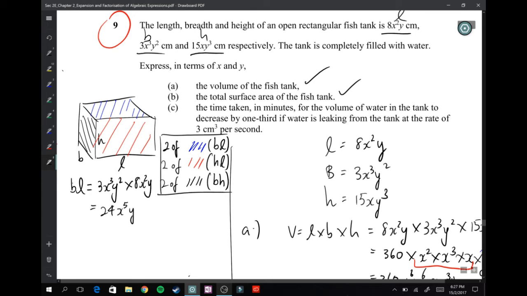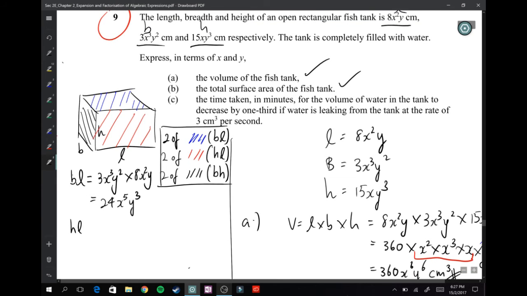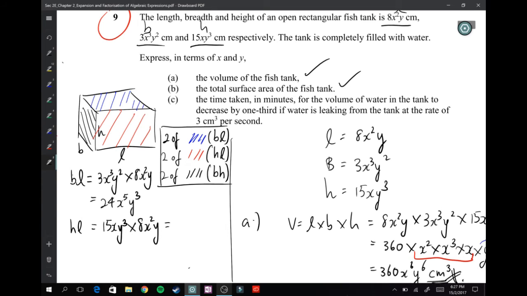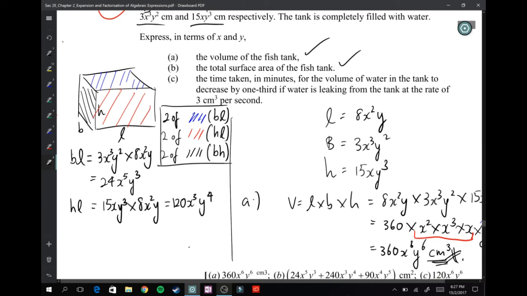24x^5 y cubed. HL will be 15xy cubed times 8x squared y, and that will give us 30 times 4, 120 x cubed y^4. But remember you need to multiply them by 2. So I'm going to add a 2 here, and therefore this number will change to 48. I'm going to multiply this by 2 again, therefore this number will change to 240.